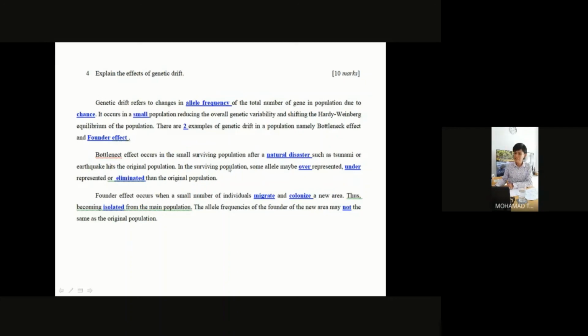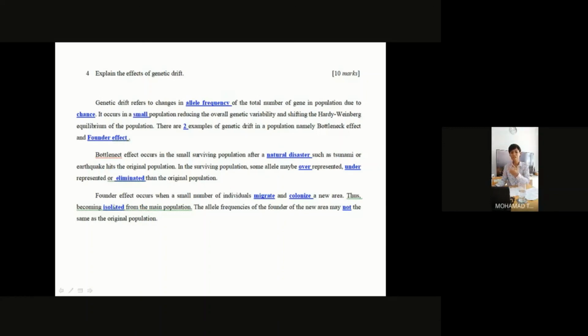In the surviving population, some alleles may be overrepresented, some alleles may be underrepresented, or some alleles might be eliminated completely from the original population, okay, jika dibandingkan dengan population yang asal. Okay, sebab dia ikut by chance. Siapa yang survive, survive. Siapa yang tak survive, tak survive lah. Okay, ikut ajal dia dah sampai ke belah. Okay, alright. So itulah punya bottleneck effect.